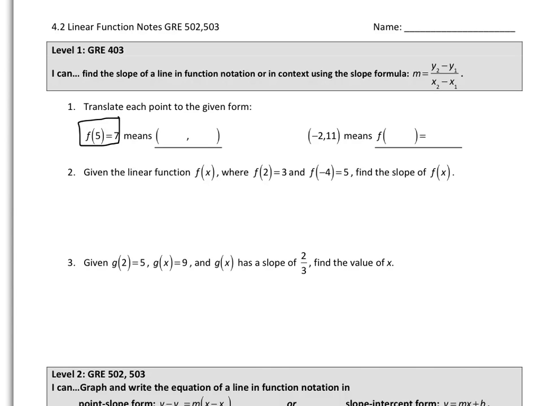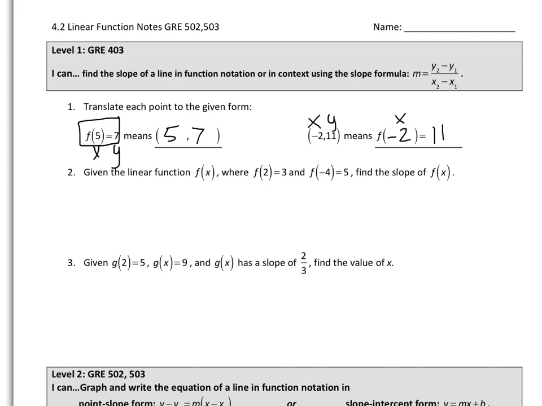Basically, what that means is whatever you plug in for x is going to go in the parentheses, and the y value is going to be what you get out. So really, this means a coordinate of 5, 7. Similarly, x and y means x goes in the parentheses, -2, and 11 goes out. What that means is f of -2. F of means that's the number you would plug in to get the y value of 11.